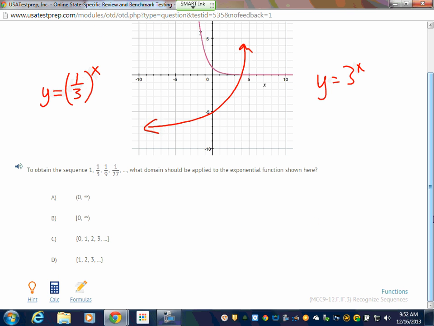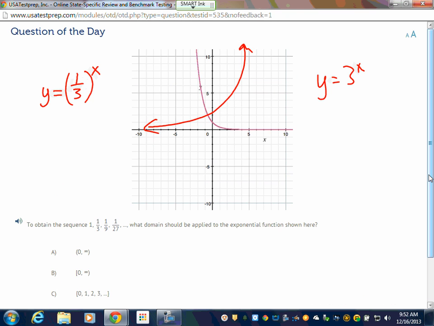So in our picture, it would be this. To apply what domain should be applied, the domain of the numbers that you plug into an equation. So I'm not real comfortable with any of those, but that's the question of the day.